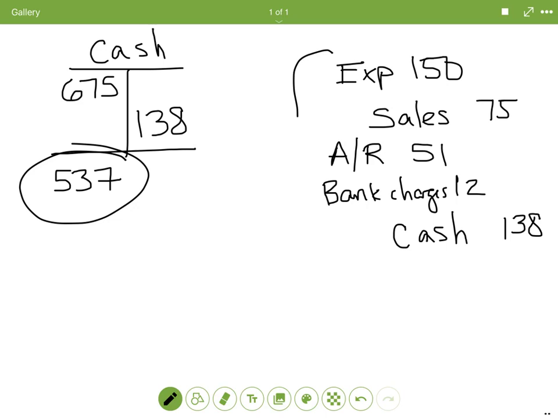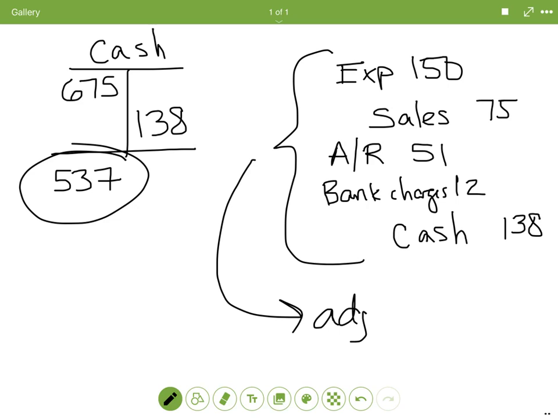Remember, these journal entries are only for adjustments to the book balance. We do not record a journal entry for any adjustments that happen on the bank side.